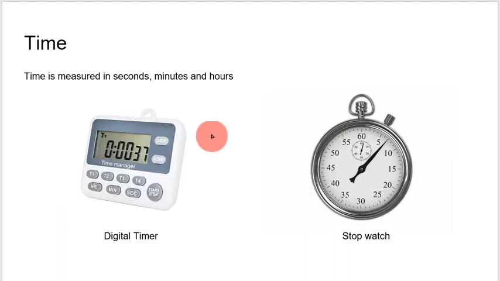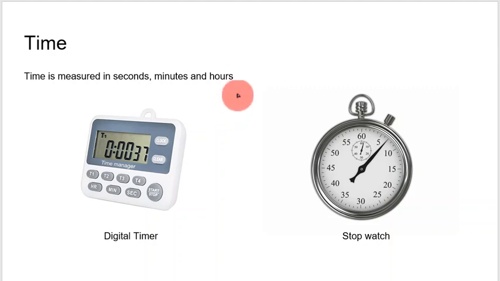So time is fairly straightforward. In science, we measure time in seconds, minutes, and hours. That's essentially what we measure time in. And again, time makes up a component of other measurements, such as speed, which is distance over time. So it's very important that we are able to measure time and that we're able to measure it fairly accurately.